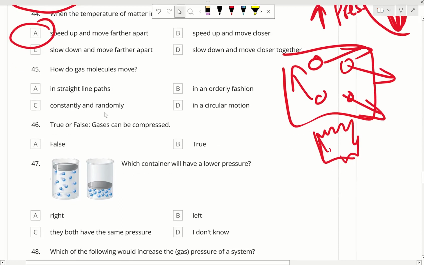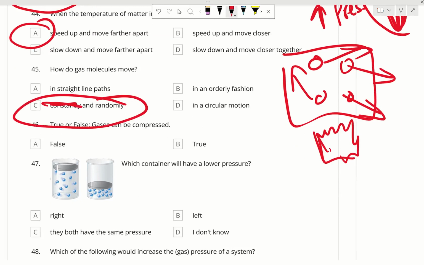How do gas molecules move? Number 45. Randomly. I don't know why this is there. Randomly. Or Brownian motion tells us that it's random.